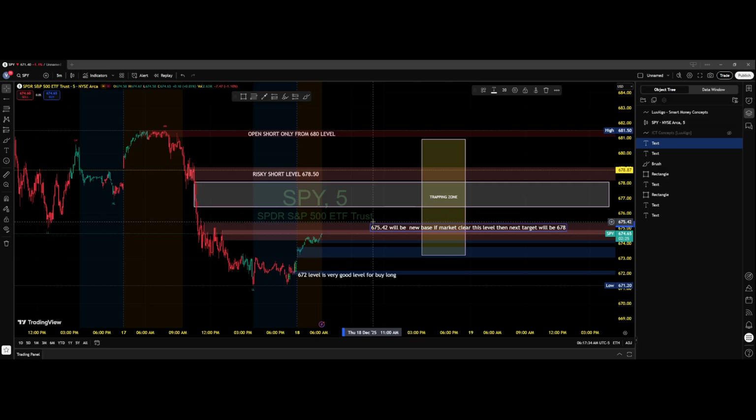So 675.42 is where I am expecting the market to sustain. If it is able to break this entire area, right, then we can see 675, and then we will see a quick 678. Okay, and then we will see one short from this range, 678. If the market is able to clear this also, then we are going to create a lot of fair value gaps again. So if the market is coming very quick, do not try to enter.